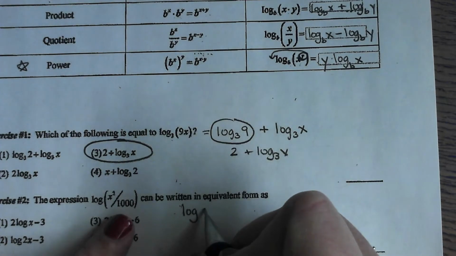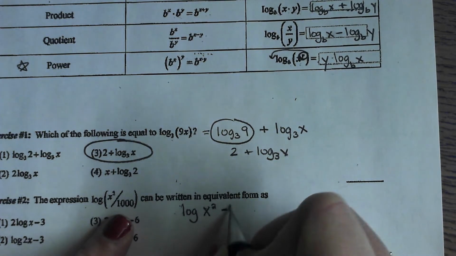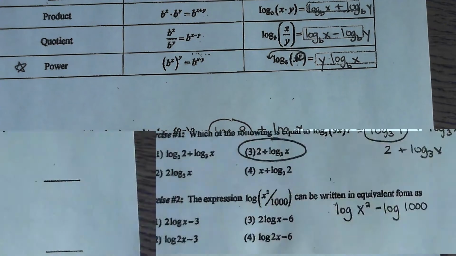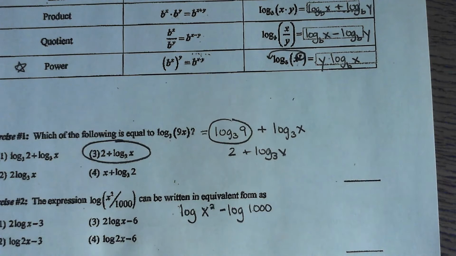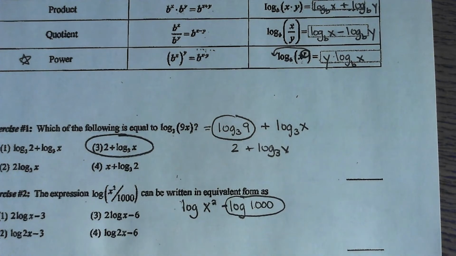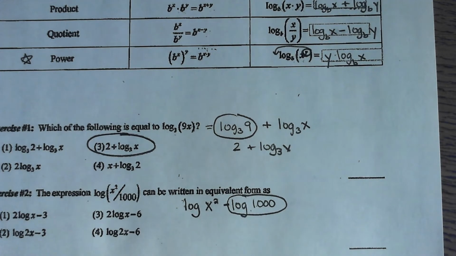Log times x squared. Yep. Minus log times 1,000. Yep. You said it wrong, but I think I know what you mean. You just can't say times. It's not log times x squared, because log's not a number. It's the log of x squared minus the log of 1,000. And then this one, like she said, base of 10, 10 to what power gives you 1,000, Vince?